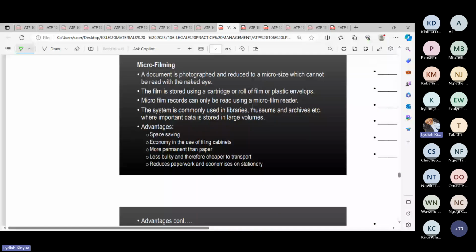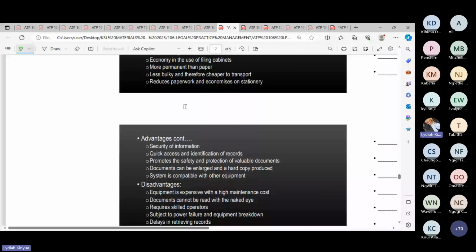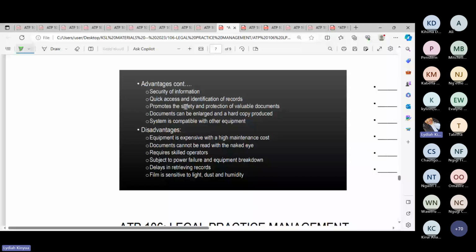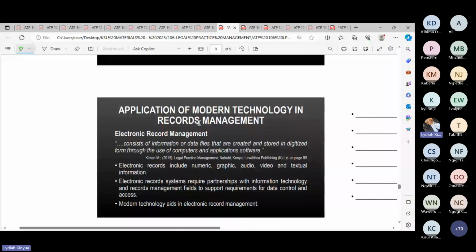So the advantages are the obvious advantages that come with computers: space saving, economy in using filing space, more permanent than paper, less bulky, reduces paperwork. Disadvantages are it has a high maintenance cost. You can't even read with a naked eye. So you need some special material for you to decipher what has been stored in a microfilming index.